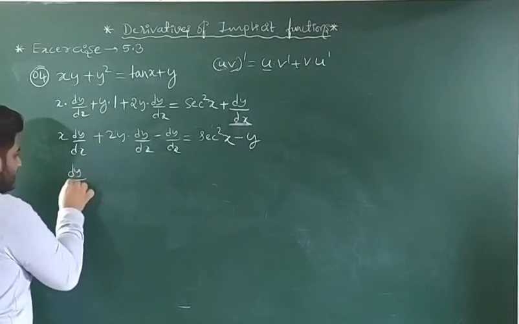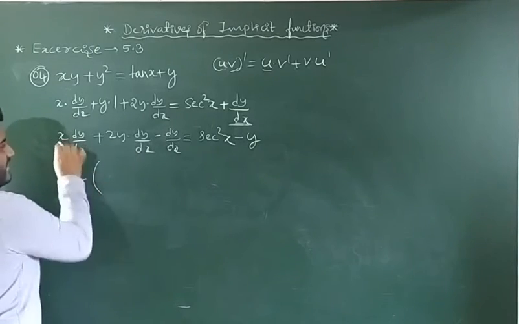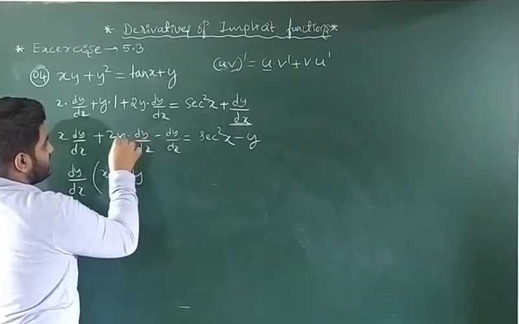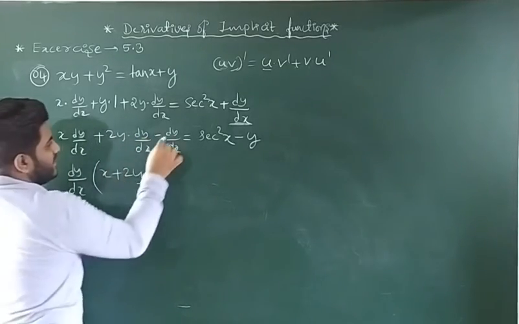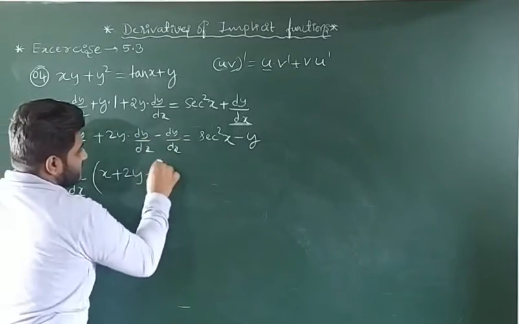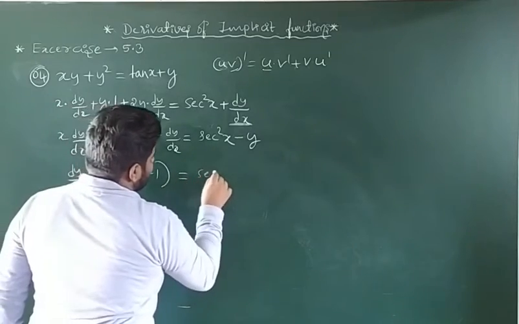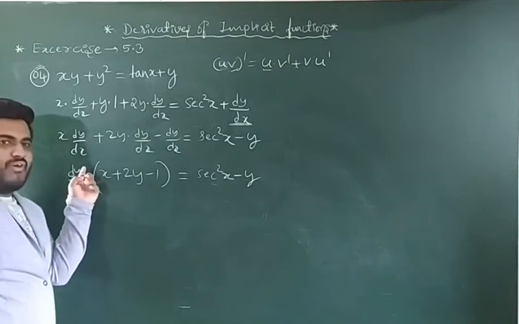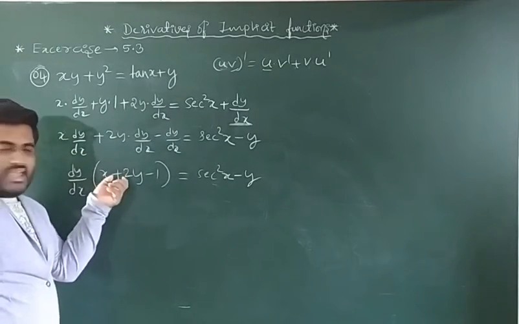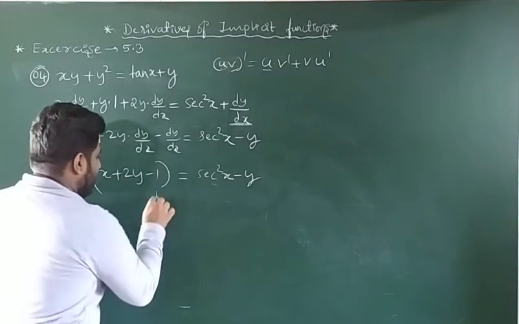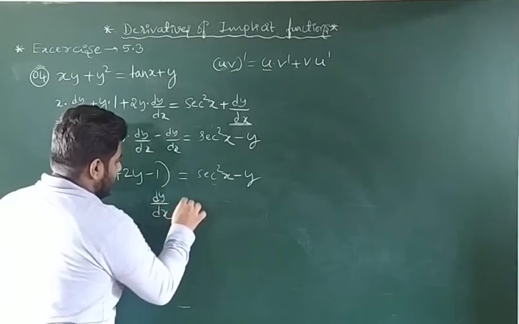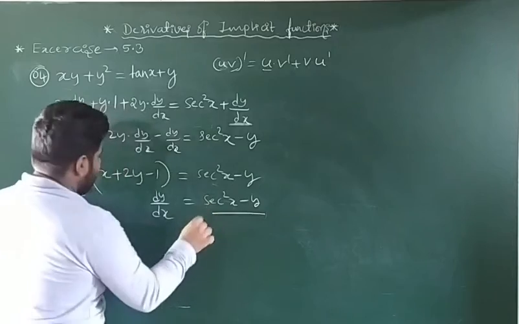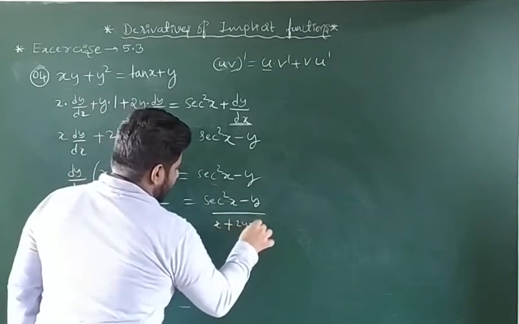Now dy by dx is common. What is remaining? x as it is, plus 2y. Dy by dx taken common, so 2y remaining. Dy by dx taken common, minus 1 is remaining. So here this side sec square x minus y. So what we want is dy by dx. Take this term this side. So what we are getting? dy by dx equal to (sec square x minus y) whole divided by (x plus 2y minus 1).